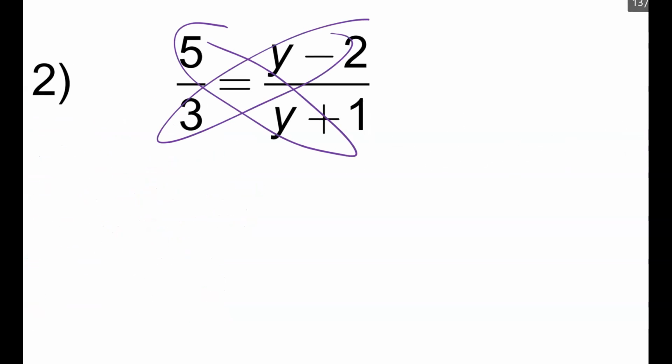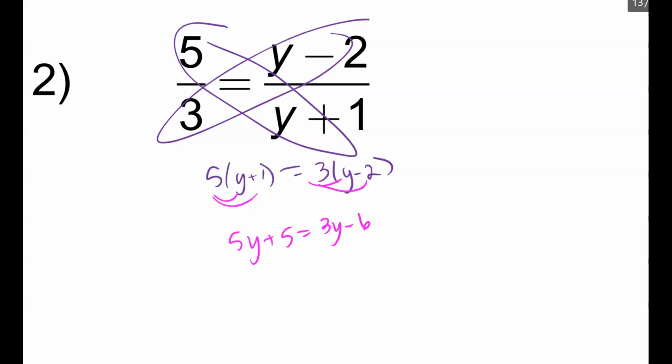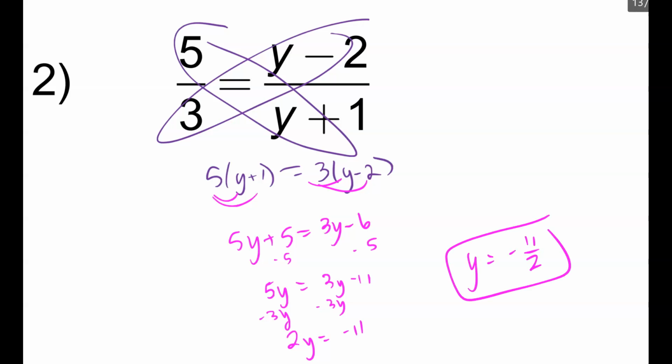Cross multiply. So 5 times (y plus 1) equals 3 times (y minus 2). I use parentheses so we can distribute to both terms. 5y plus 5 equals 3y minus 6. I'm going to put all the plain numbers on one side. 2y equals negative 11. Divide by 2 on both sides. y equals negative 11 over 2.